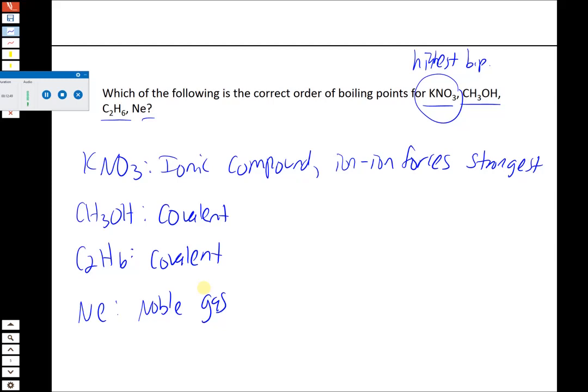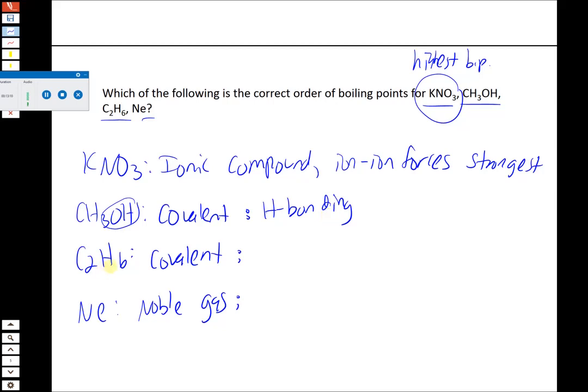For the rest of these to rank them, though, we have to think about the types of intermolecular forces that are present. Again, the stronger intermolecular forces are going to give us higher boiling points. CH3OH has an OH bond. So as we said, whenever you have hydrogen bonded to oxygen, that's one situation where you're going to get hydrogen bonding, which is the strongest of our intermolecular forces.